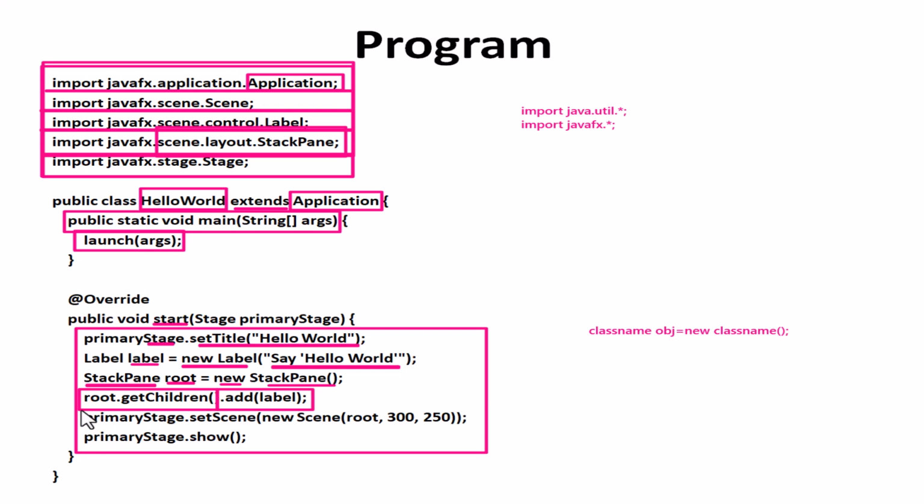Next, primaryStage.setScene equal to new Scene. Among the scene we have included the root, whose dimensions are specified as 300 and 250. This is the size of the window. Next we have specified primaryStage.show. The show method invokes all the included things, so they are shown on the scene.